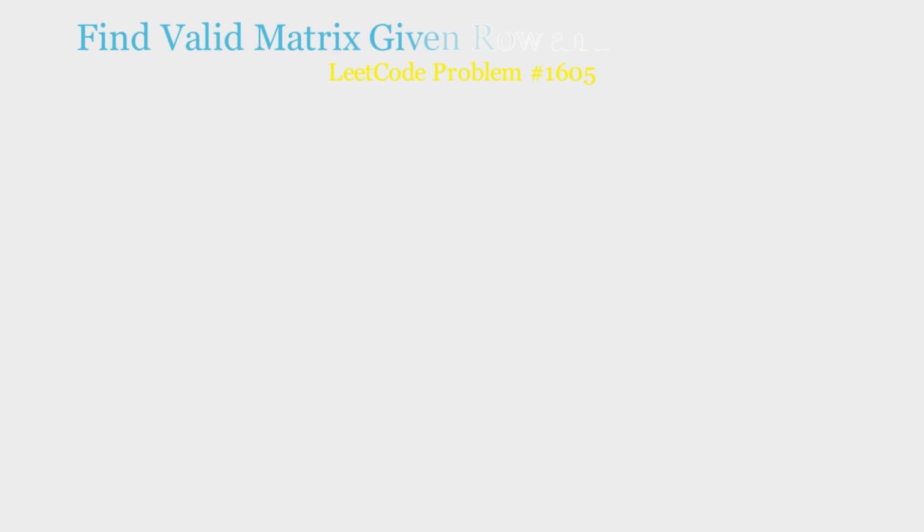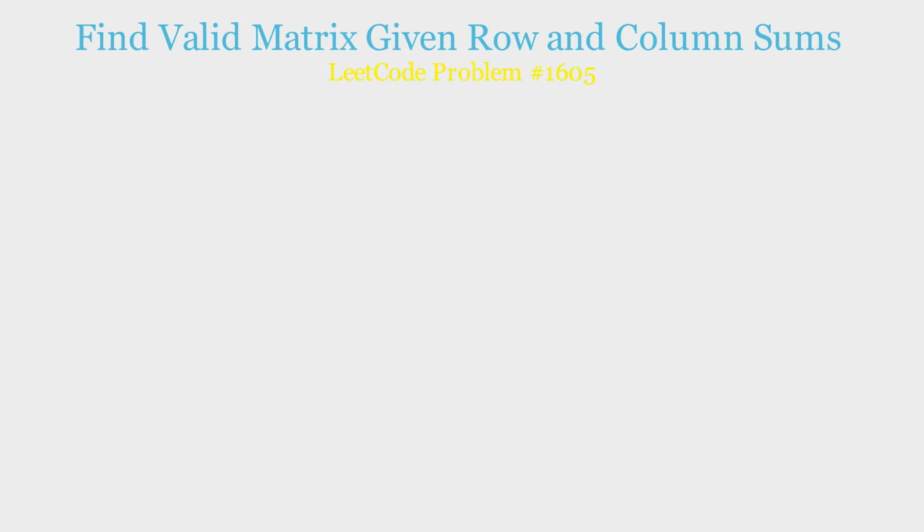Welcome to the problem explanation of the LeetCode problem number 1605, Find Valid Matrix Given Row and Column Sums. In this tutorial, we'll explore an intriguing matrix problem and walk you through an efficient solution. Let's start with the problem statement.